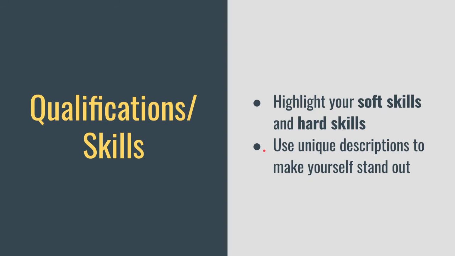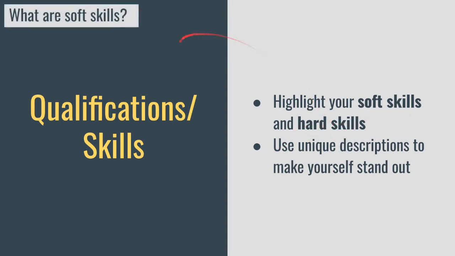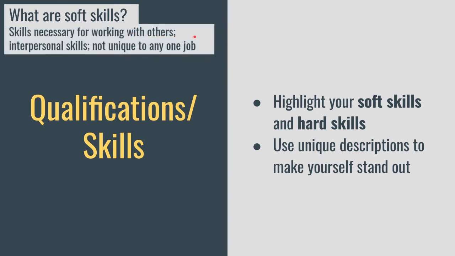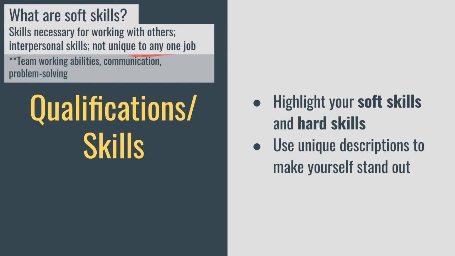But you now may be wondering what exactly is a soft skill and a hard skill. And so, soft skills are skills that are necessary for working with others. They're also called interpersonal skills, and they are skills that are not unique to any one job, but are skills that are needed in almost all jobs available. Some examples of soft skills include your team working abilities, your communication skills, and your ability to problem solve. Skills that are needed in all of the jobs out there.